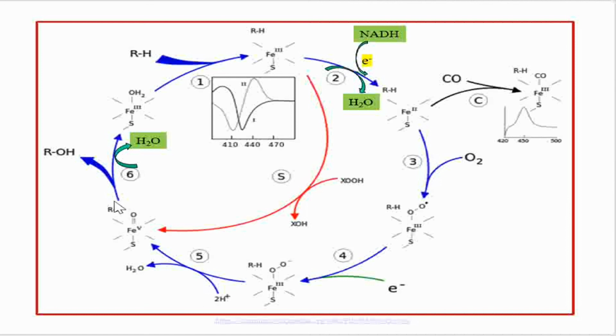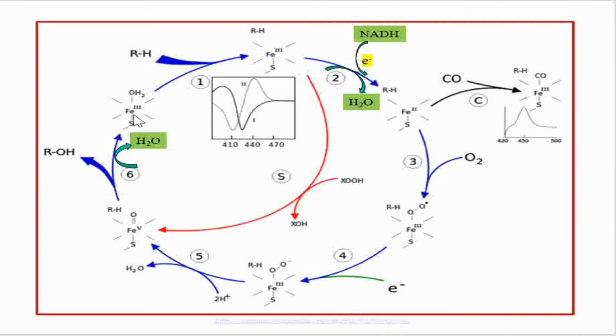So it can easily oxidize RH within the active site of the enzyme and give the product ROH. This RH and this O will react to form ROH, and then regeneration of the enzyme will take place. This regeneration of the enzyme involves the uptake of a water molecule at the vacated coordination site. So this is the complete cycle of the mechanism of cytochrome P450. So I can revise again.